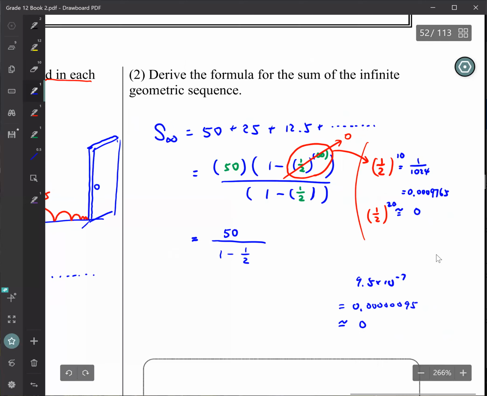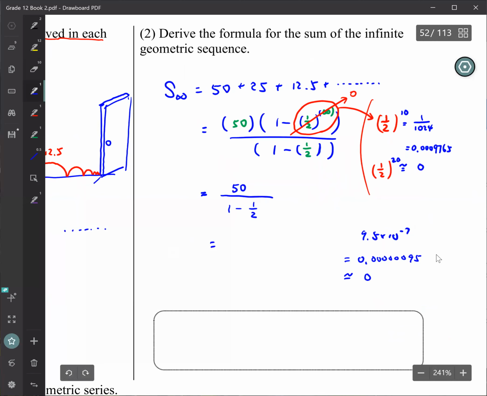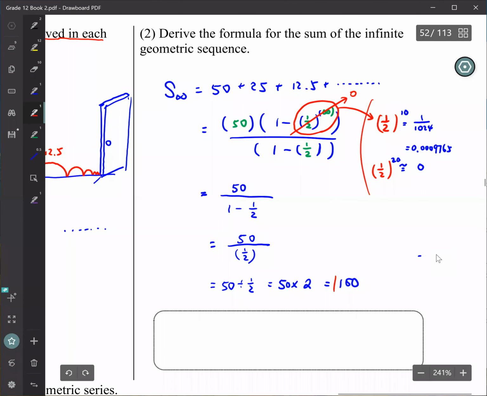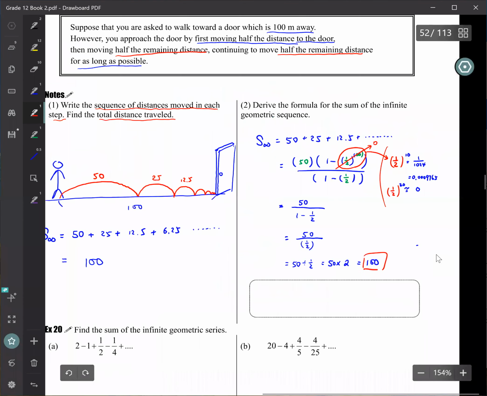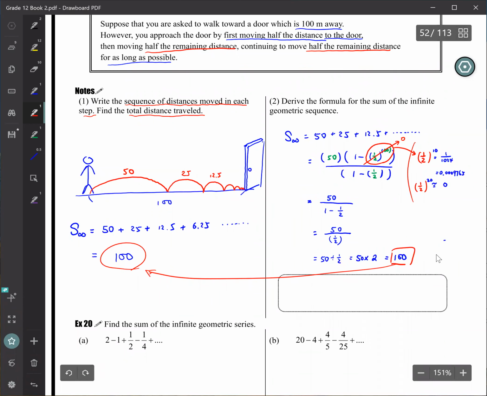Let's take a look and find the answer. 50 divided by 1 minus half is half, right? So here we have 50 divided by half. Let me erase this part. Dividing by half is the same as 50 times the reciprocal, right? So that is 100. And that 100 is what we said before.